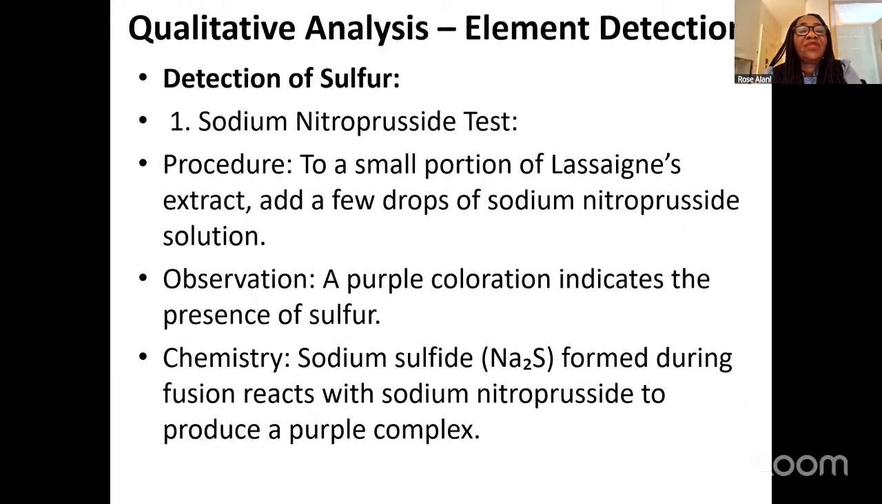Now, also, we have to detect sulfur. How do we do this? We also take a small portion of the Lassaigne's extract and add a few drops of sodium nitroprusside solution. When we do this, if we observe a purple coloration, this indicates the presence of sulfur. The chemistry behind this is that sodium sulfide that is formed during fusion reacts with sodium nitroprusside to produce a purple complex.